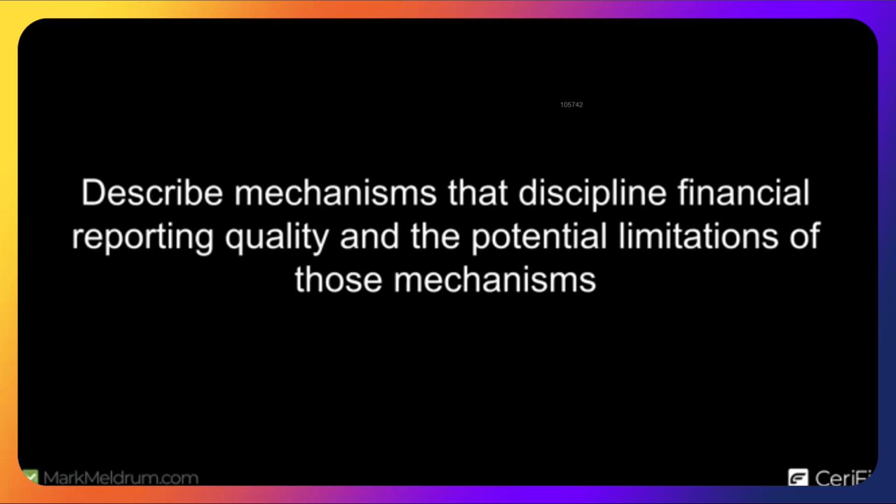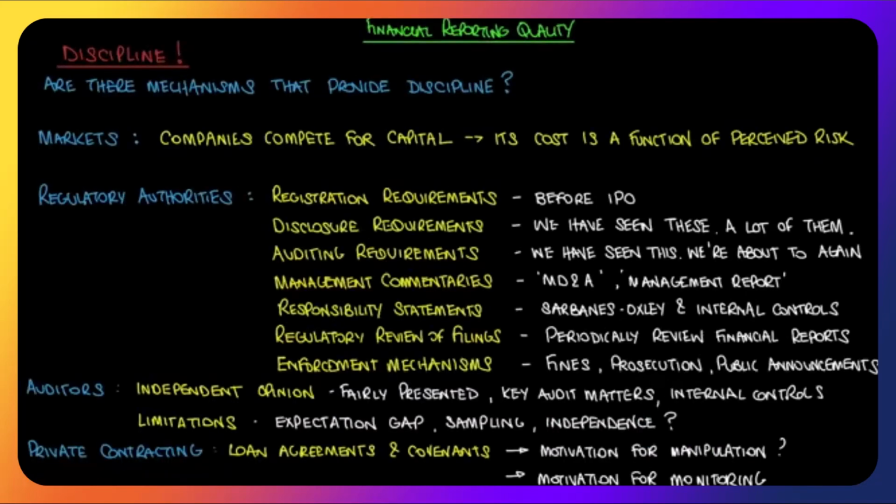Now we know that there are shenanigans, mischief. Are there mechanisms that try and implement discipline? Well, yes, there are. And the LOS says, describe mechanisms that discipline financial reporting quality and the potential limitations of those mechanisms. This is the last real kind of scene setter LOS here. It gets a bit more fun after this. So we'll get through this pretty quick and then get into the good stuff. Are there mechanisms that provide discipline? Yes, there are.